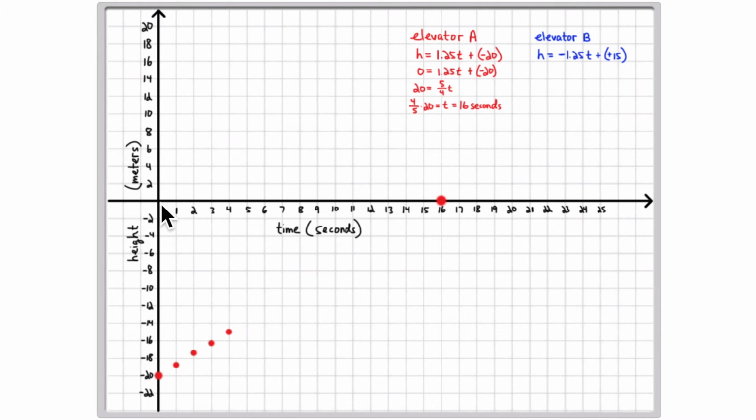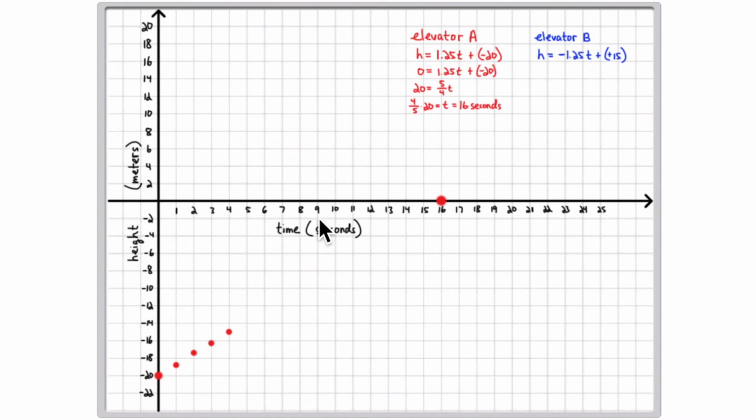That's time 0. So already this is a little bit easier for me to see what's going on. So at time 0, the height is negative 20, and the height goes up 1 1/4 meters for every second. So you go forward 1 second, it goes up 1 1/4 meters. Forward 1 second, up 1 1/4 meters. Forward 2 seconds, up 2 1/2 meters. That might be a little bit easier to graph. Anyway, you get out here to when the height is 0 meters.